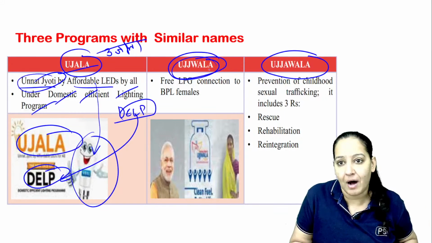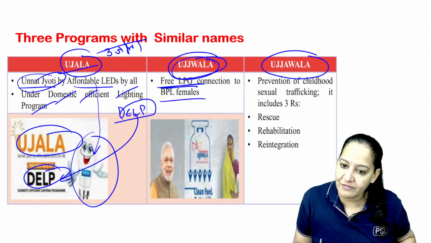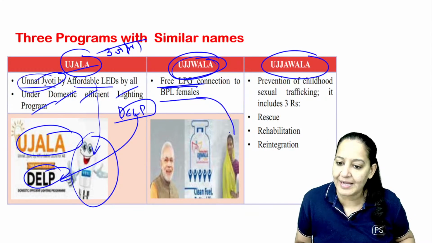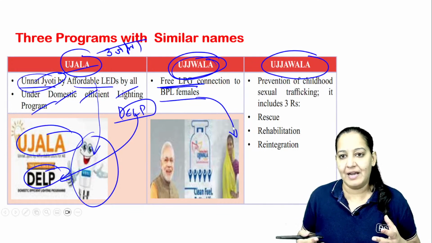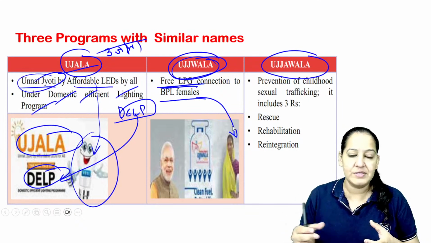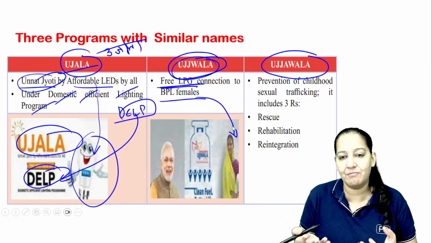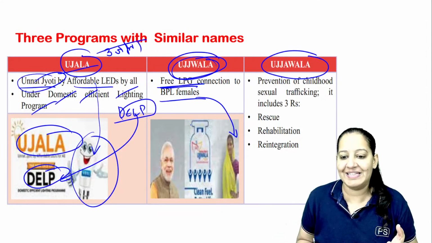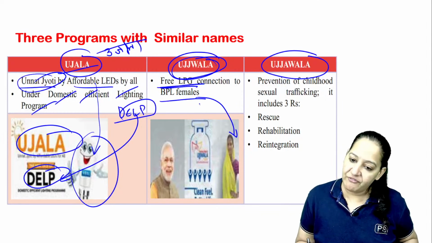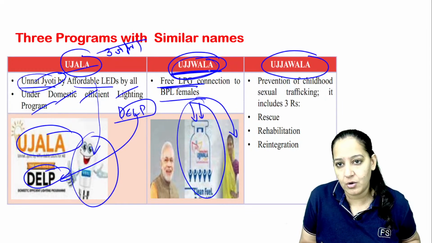What is Ujjwala? Ujjwala is the scheme where free LPG connection is given to all the females who are BPL. All the females who are below the poverty line, they cook on wood or coal. They burn wood, they are cutting the forest and trees and burning them. They cannot afford LPG gas. So the free LPG cylinder gas is provided to them. So that is Ujjwala.